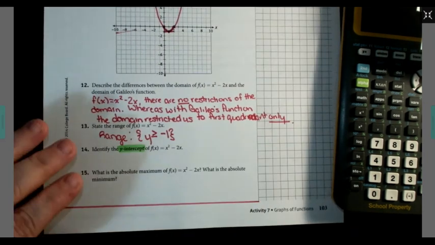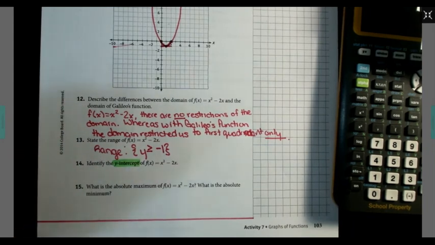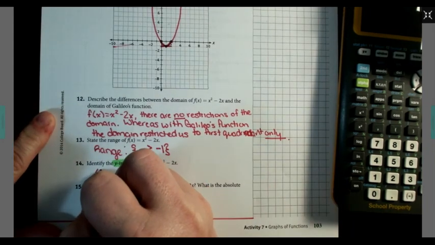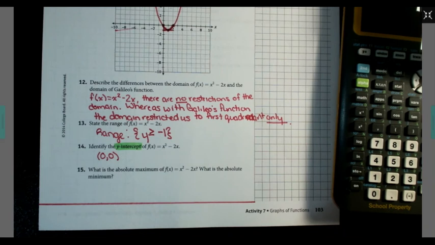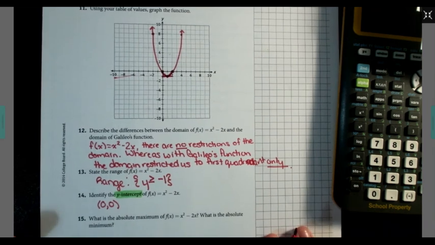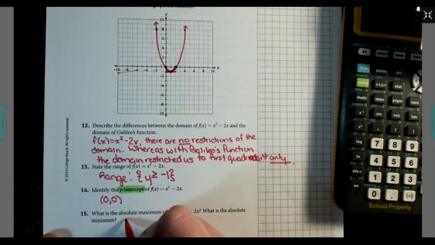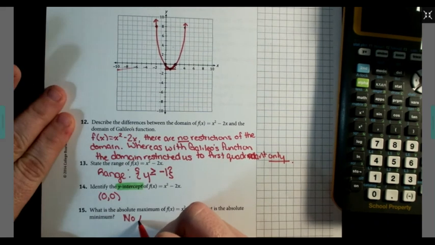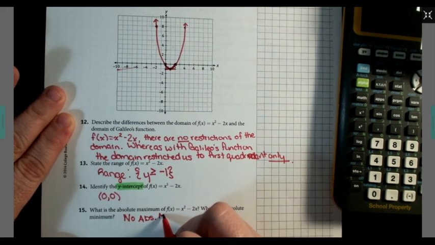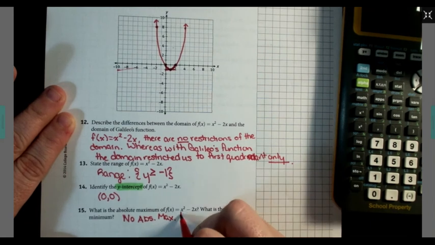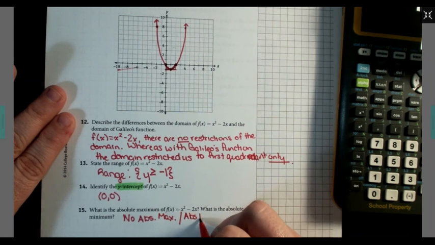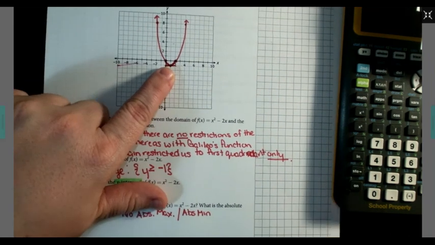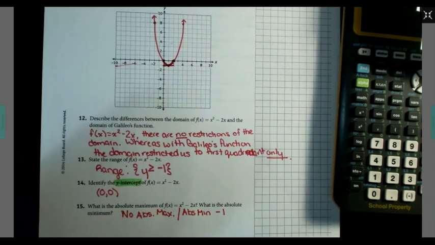Identify the y-intercept. Now remember, y-intercept is where it crosses the y-axis. That would be at the origin 0, 0. What is the absolute maximum and what is the absolute minimum? Well, if you look at this, there is no absolute max. Absolute min, though, is that lowest value of -1.